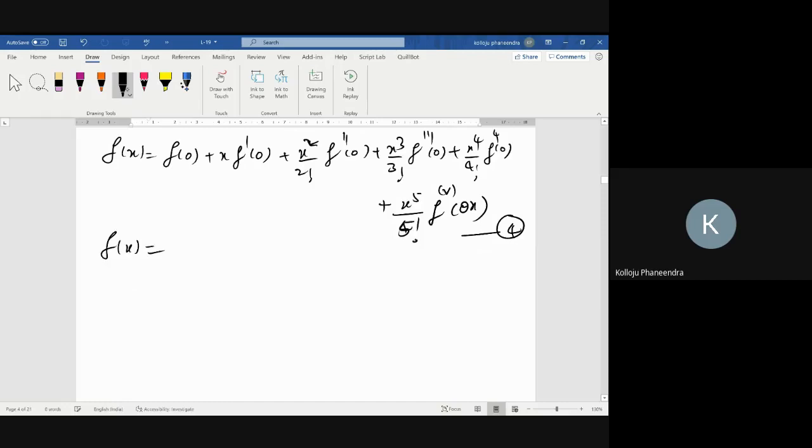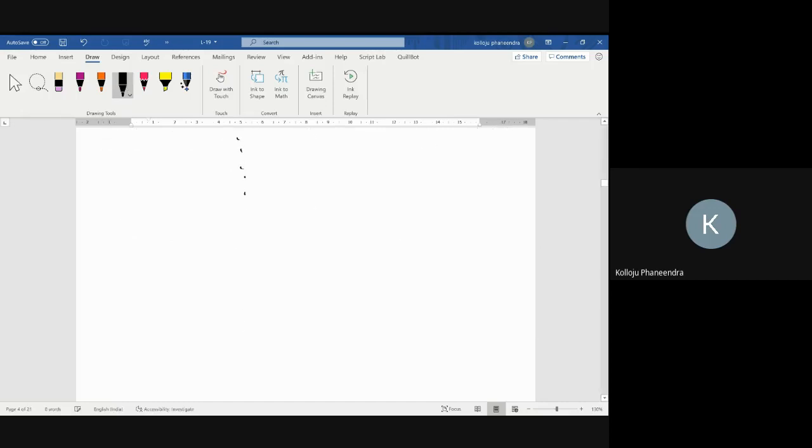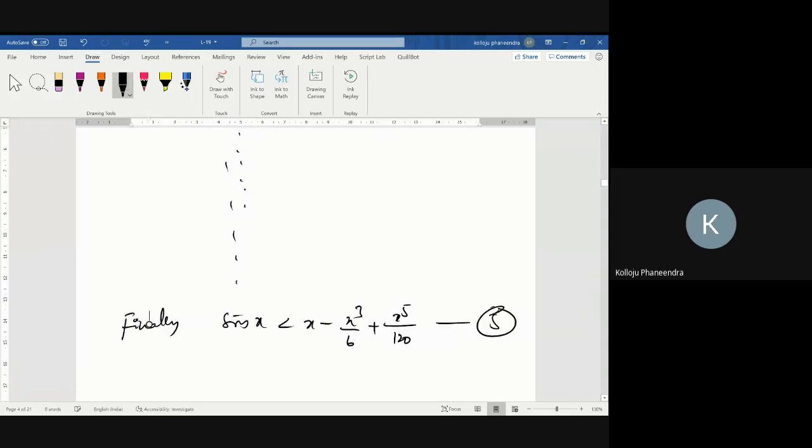f of x equals sine x. So f of 0 is 0. I think you can do this one, right? Okay. The remaining is an assignment. And get this expression finally. What is this expression? Finally, you will get x minus x cube by 6 plus x to the power of 5 by 120. Take this as equation number 5.